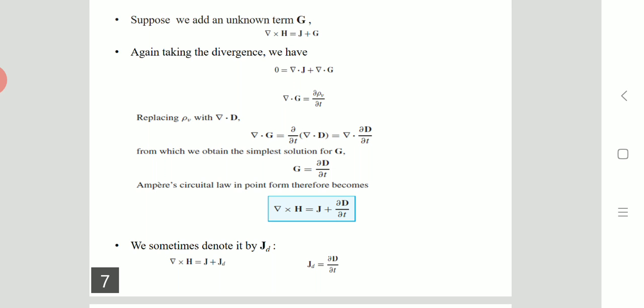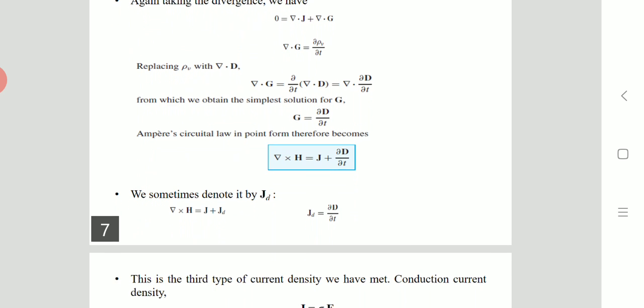Now Ampere's circuit law in the point form becomes, so I already know that del cross H is equal to J plus G. So therefore del cross H now becomes J plus ∂D/∂t. This is the changed point form of Ampere's circuit law. Now we sometimes denote it by JD, so you can call del cross H is equal to J plus JD, where JD is nothing but ∂D divided by ∂t.